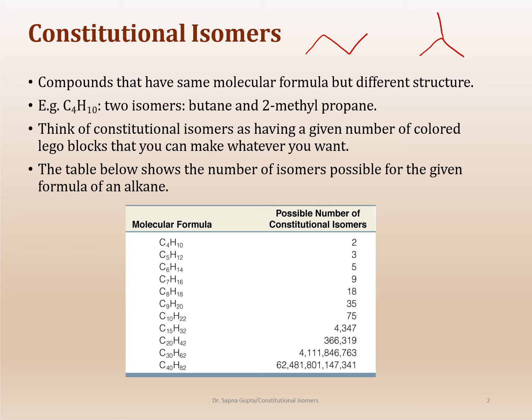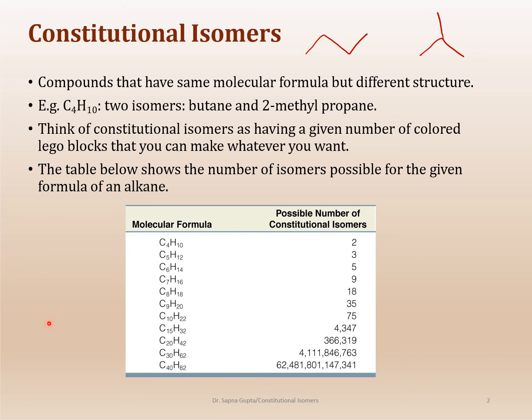The way I always think about constitutional isomers is like Lego blocks. If you have Lego blocks, red, blue, yellow, whatever it is, you have all these different numbers of carbons and hydrogens and oxygens or nitrogens. If each of you in a class of 20, say, get 10 Lego blocks, not all of you are going to come up with the same kind of design from it. So that is how I view constitutional isomers.